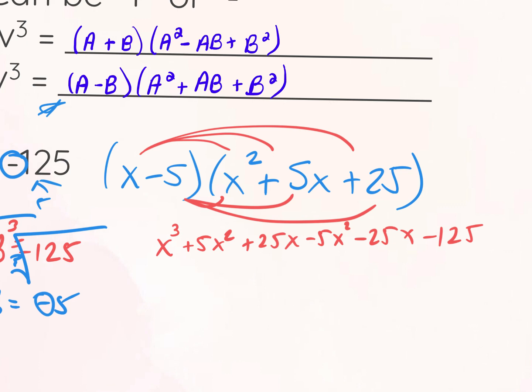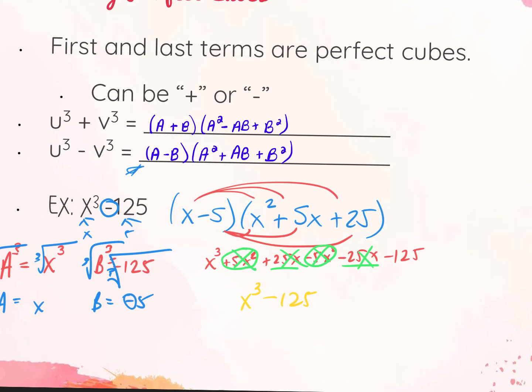Can I combine anything? All right, I have a positive 5x squared and a negative 5x squared. What happens to those? They cancel. I have a positive 25x and a negative 25x. What happens to those? They cancel. What are we left with, guys? X cubed minus 125. Is that what we started with?